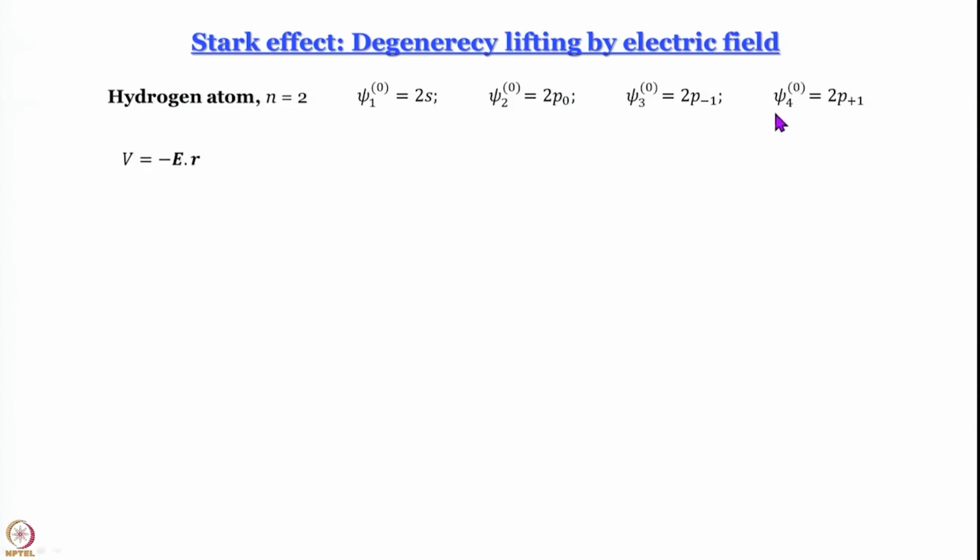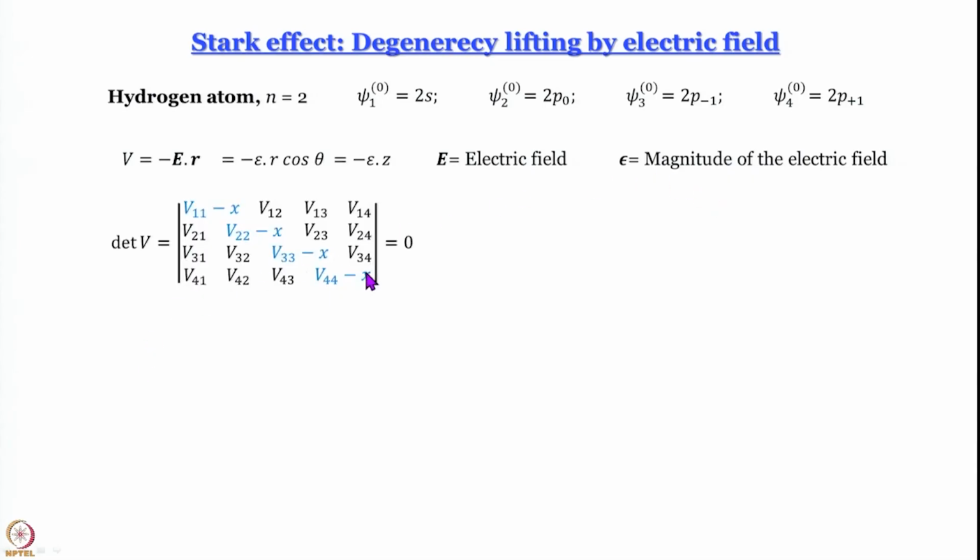Okay. So, V in this case is minus e E dot r, where E is the electric field, and we can write it as minus epsilon r cos theta, because it can be at an angle, right. So, that we can write as minus epsilon into z, where epsilon is the magnitude of the electric field.